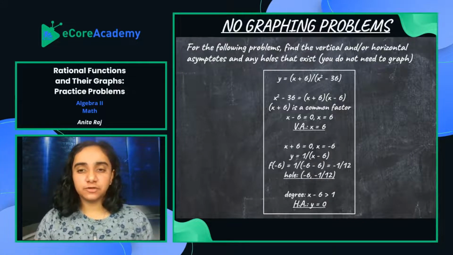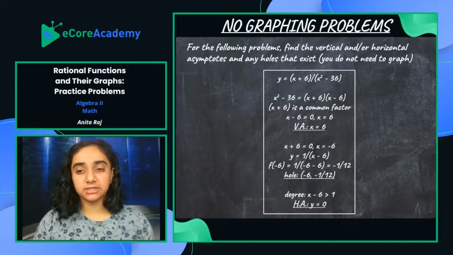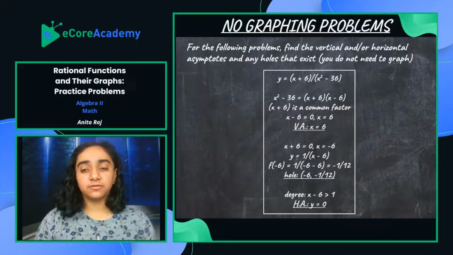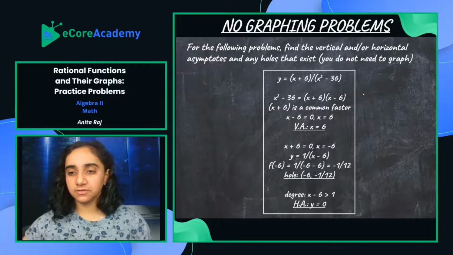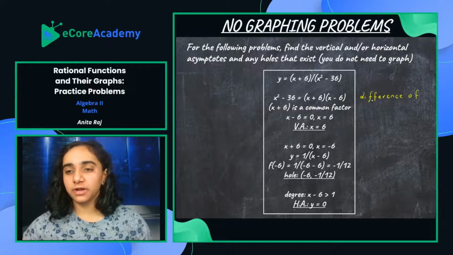So we have the rational function y equals x plus 6 divided by x squared minus 36. The first thing we want to do is reduce the denominator. So we're going to factor x squared minus 36. Hopefully you notice that this is a difference of squares. So I'm going to write that over to the side. Difference of squares. As you can see, we're incorporating skills we learned in previous units.